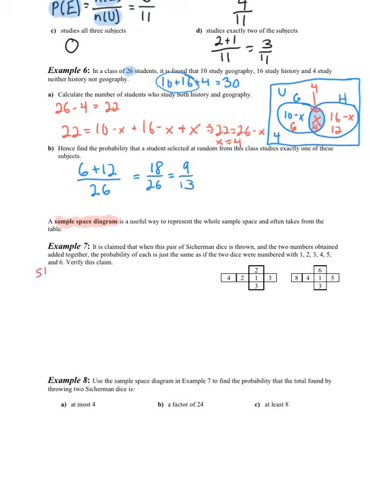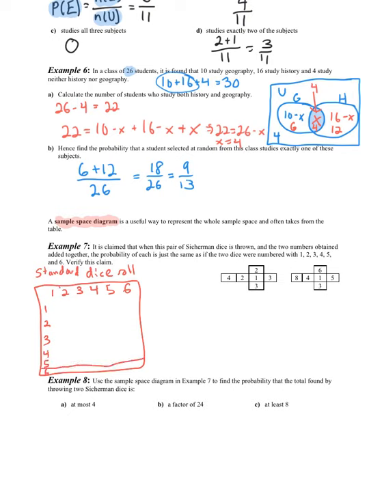So we'll start with the standard dice roll, and we'll create this table. We're going to say 1, 2, 3, 4, 5, 6 across, and 1, 2, 3, 4, 5, 6 down. And we have to create a bunch of columns here. A lot of columns.